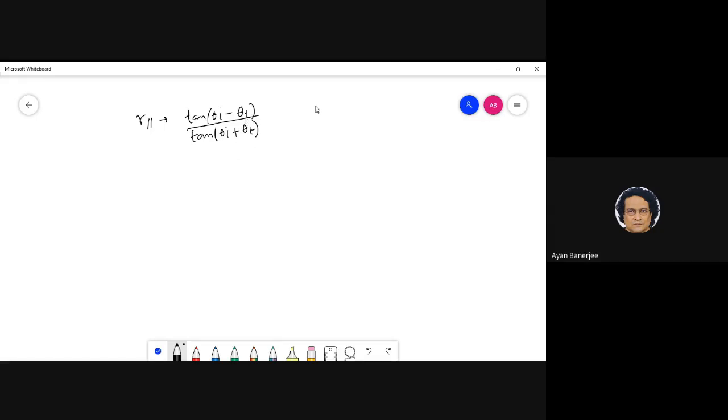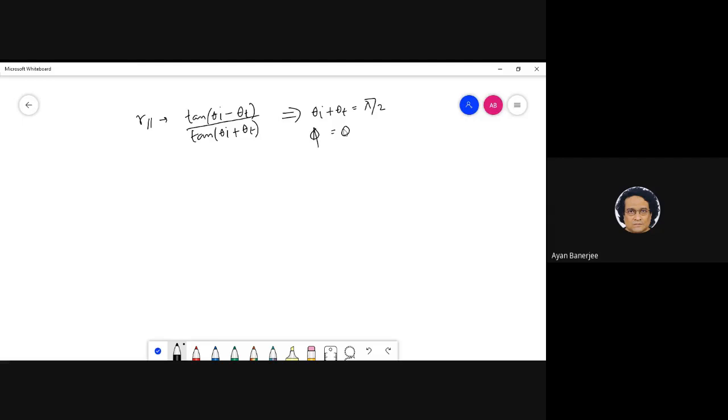This is a complex expression, and you can straight see that the moment I have theta I plus theta t equals pi by 2, what happens? What happens? R parallel just goes away, right? So basically, it is 0. So the phase phi becomes 0. So basically, yeah, it's always in phase.